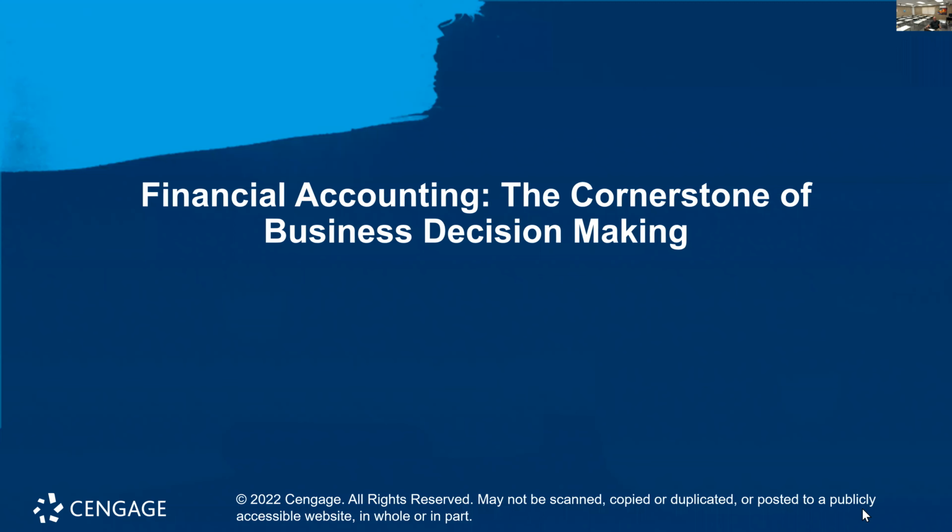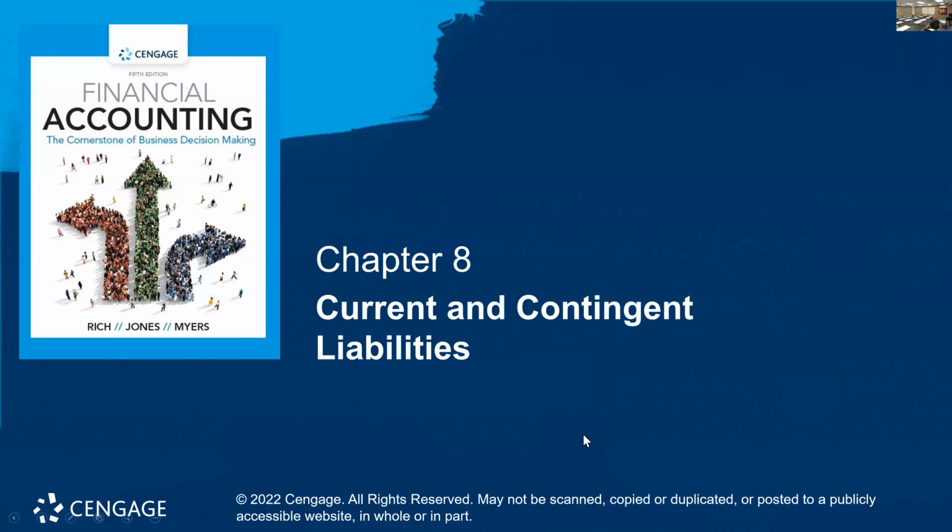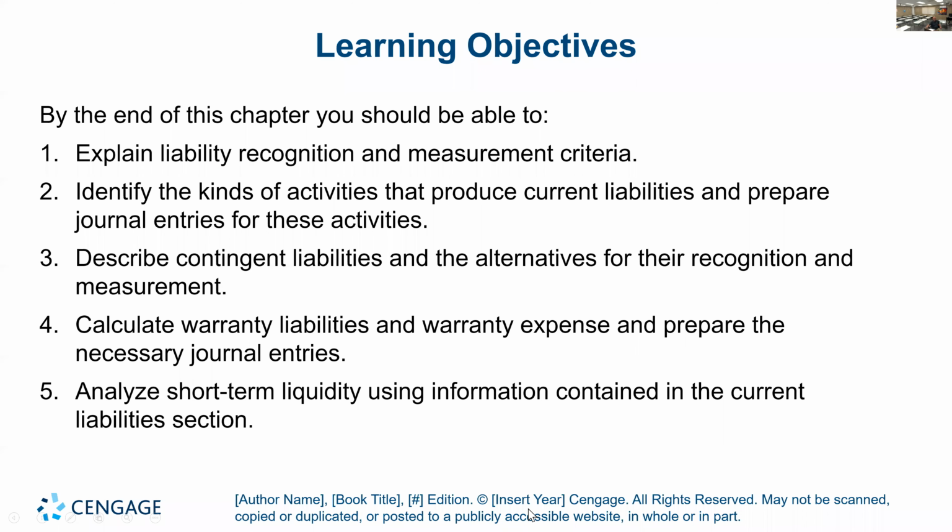Let me go ahead and get my slide presentation going here. You're going to need the chapter 8 outline. That's what we're going to go through. Okay, so if you have that handy, I'll share my screen here. As I said, we're going to be talking about current and contingent liabilities.